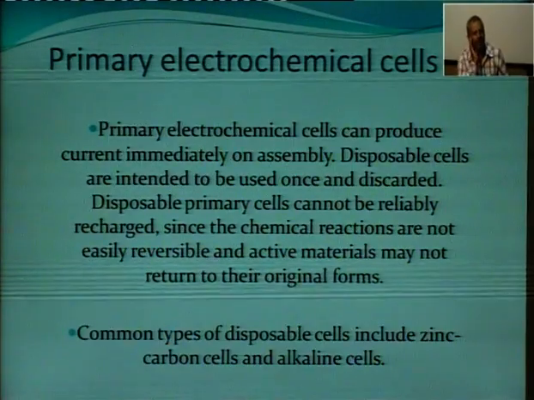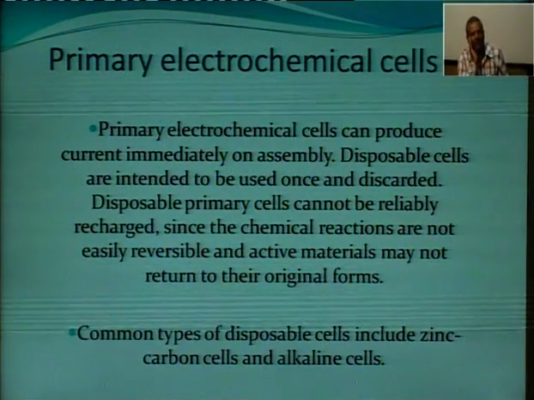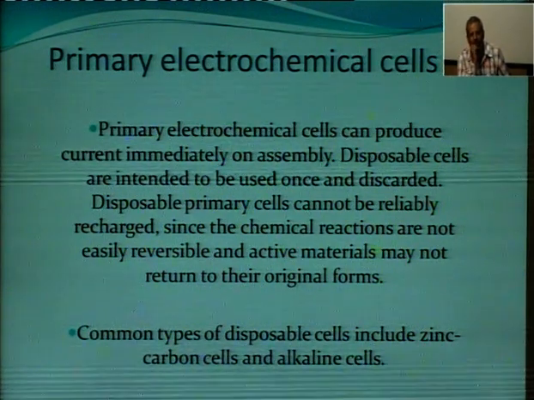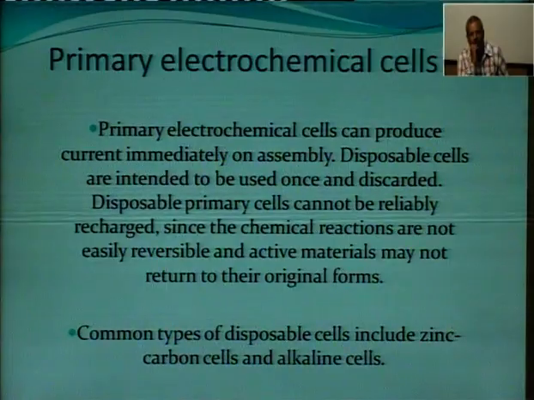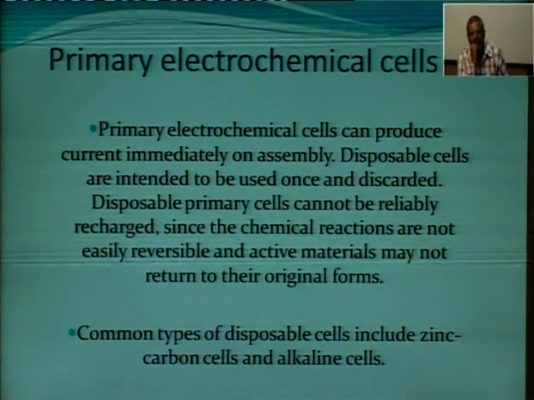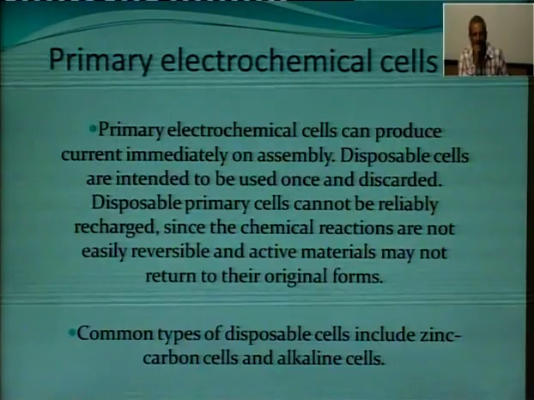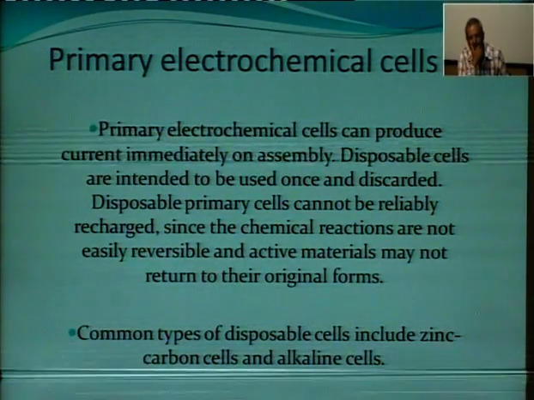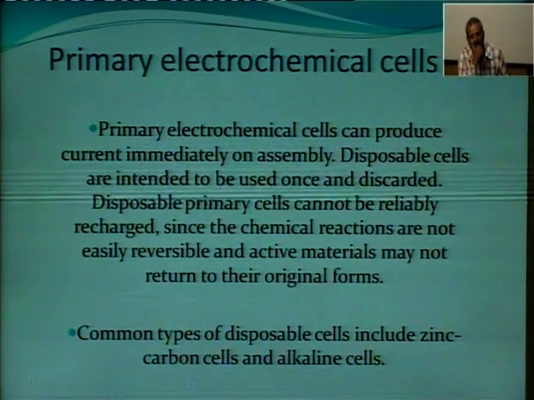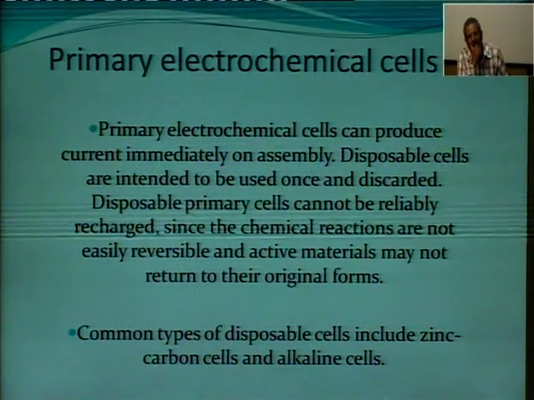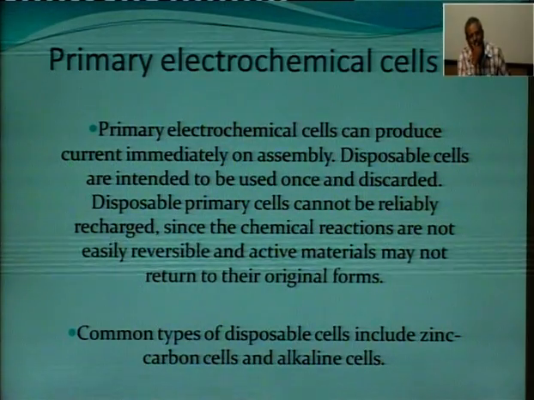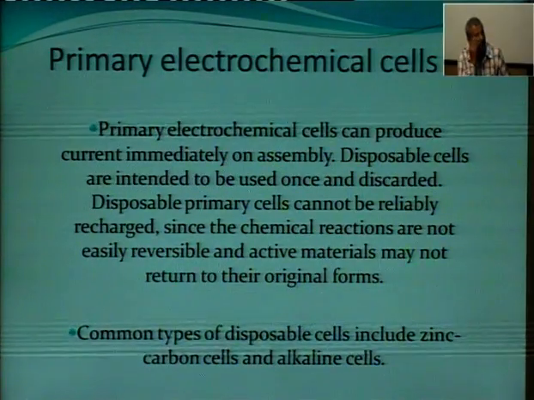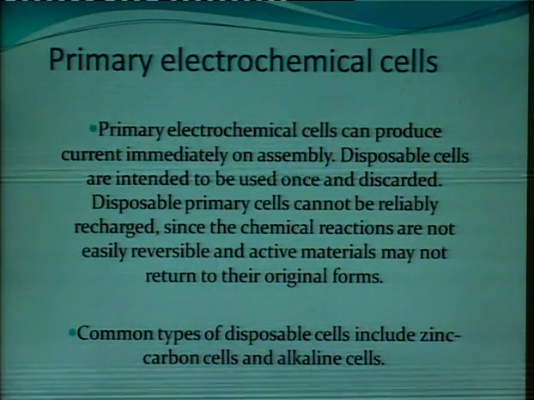So, electrochemical cells produce current immediately on assembling. They are used only once and discarded after using them. You have seen the cells used in the radio. That is an example of the primary electrochemical cells. When their life is over, then we discard the cells.